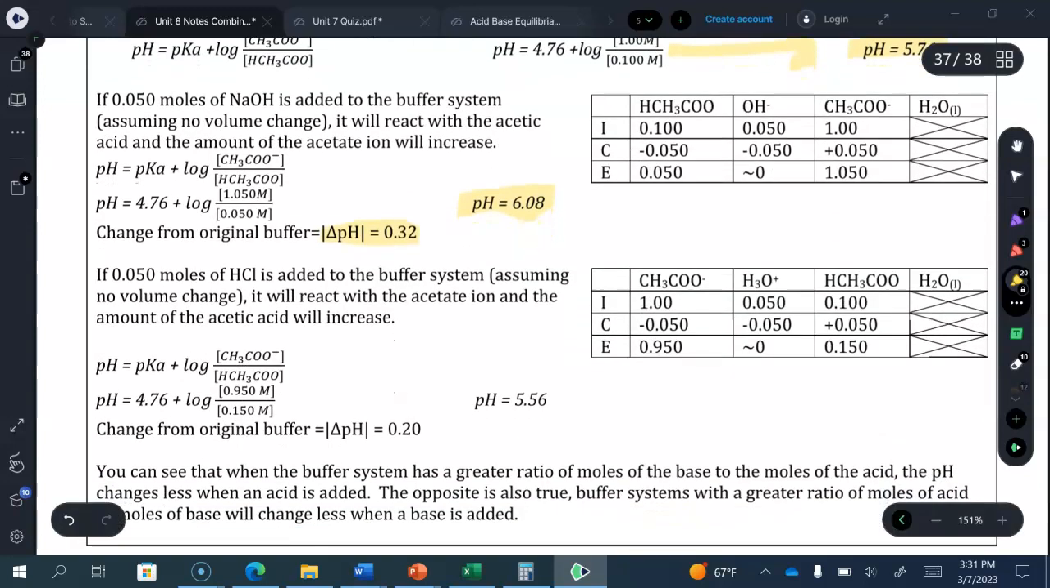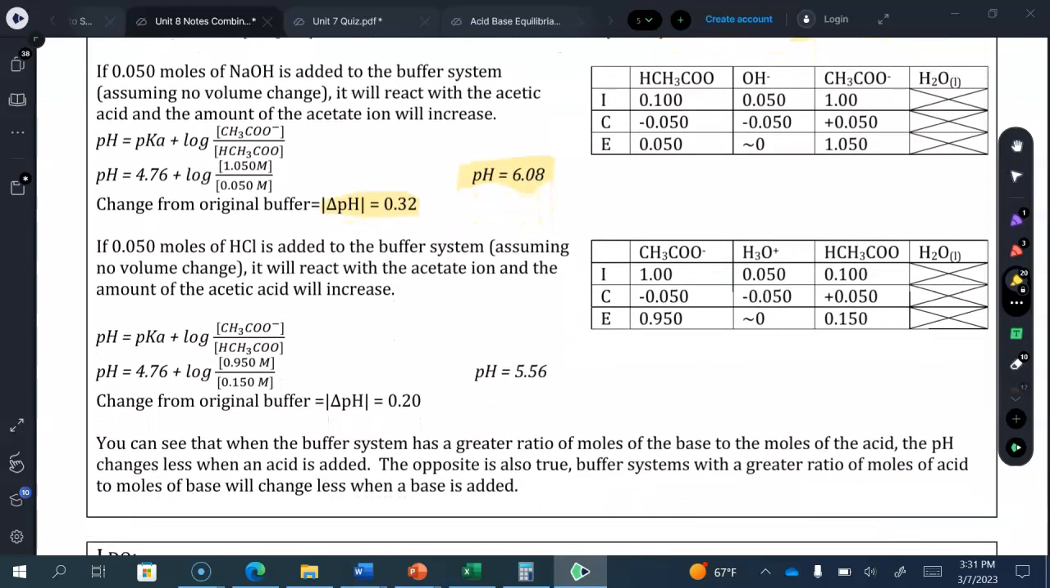If we add 0.5 moles of hydrochloric acid to the buffer system, so in the first one we added the base, in the second one we added the acid. In the base one, we saw that it reacted with the acetic acid, the acid in the buffer system. In the second one, we see that the hydrochloric acid reacts with the conjugate base and the amount of the acetic acid increases. So we see our new ratio here. And when we recalculate the new pH, it is 5.56, and the change in the pH is 0.2.